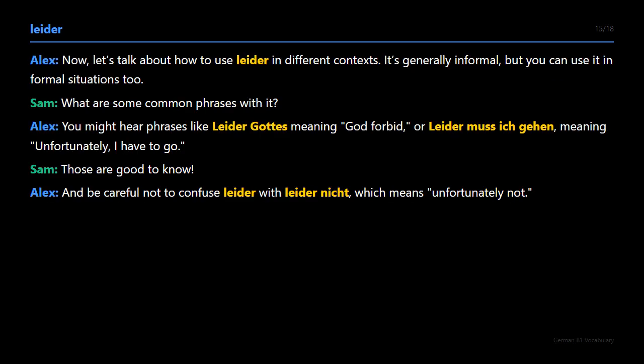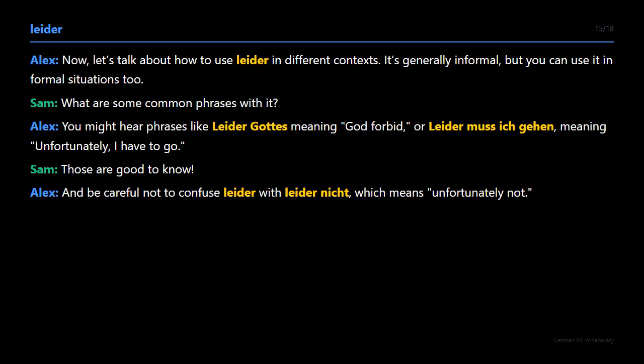Now, let's talk about how to use "leider" in different contexts. It's generally informal, but you can use it in formal situations too. What are some common phrases with it? You might hear phrases like, "Leider Gottes," meaning "God forbid," or "Leider muss ich gehen," meaning "unfortunately, I have to go." Those are good to know.